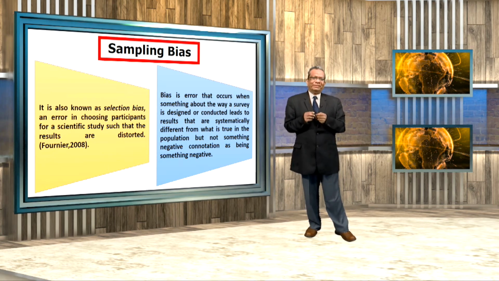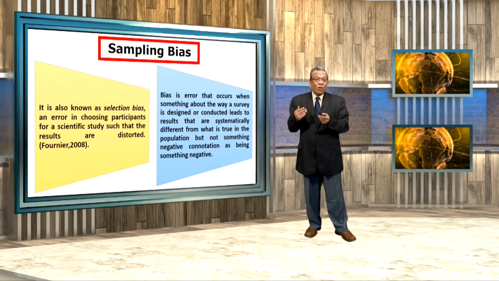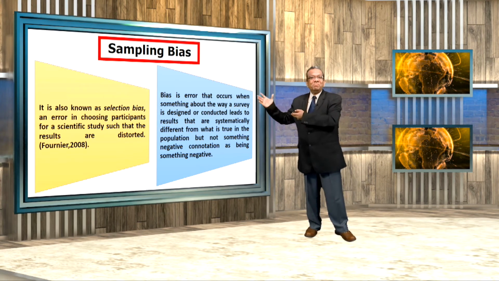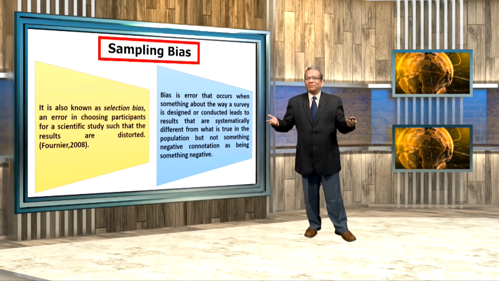This is very important. In our general parlance, we say bias is something, you know, you are against somebody. It is not that way. Here, bias occurs when the sampling process that we design is likely to have imperfect results due to our choice of participants.